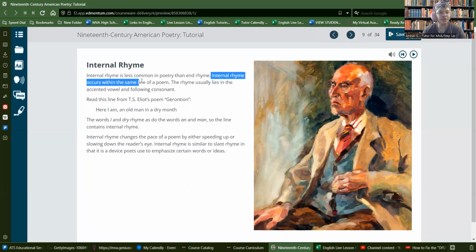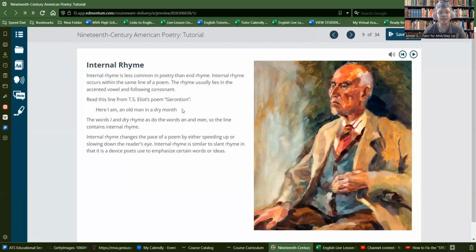Internal rhyme occurs within the same line of a poem. So the rhyme usually lies in the accented vowel and the following consonant. And they give you an example. This is a line from T.S. Eliot's poem, Gerontion. And it says, "Here I am, an old man in a dry month." So it's the words I and dry that rhyme. This is what they're giving you as the example to show you it's in the same line.